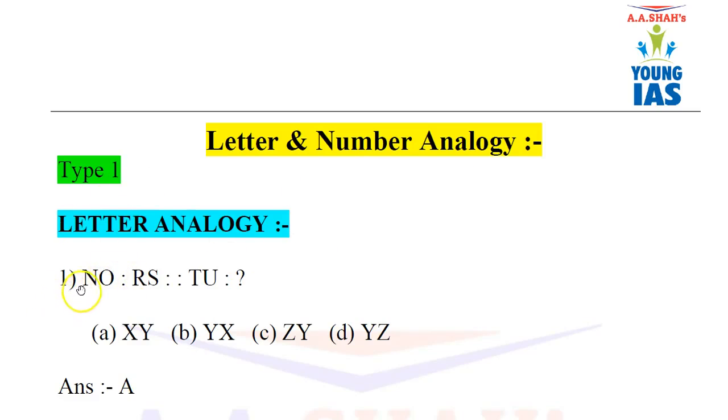The first question here is NO is to RS and TU is to what? Now if you observe here, N has to be compared with R, same thing O has to be compared with S. N and R have some relation. N plus 4 would give you R and same thing O plus 4 would give you S. Now the same thing has to be done here. T plus 4 is X and U plus 4 is Y. That's why your correct answer is A option XY.